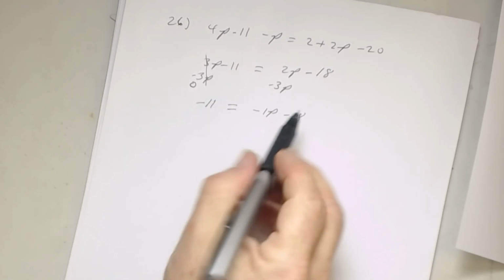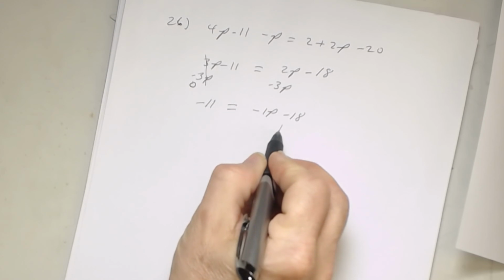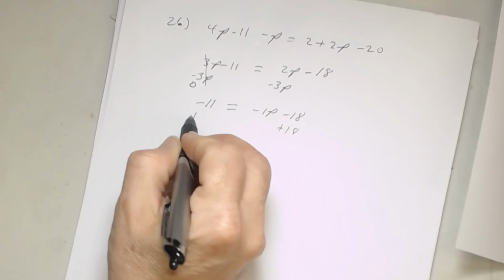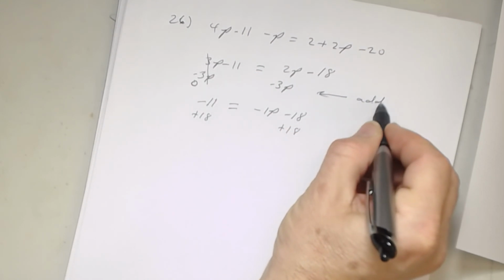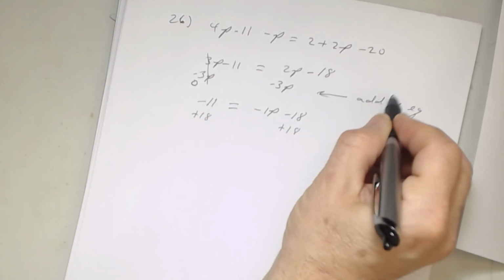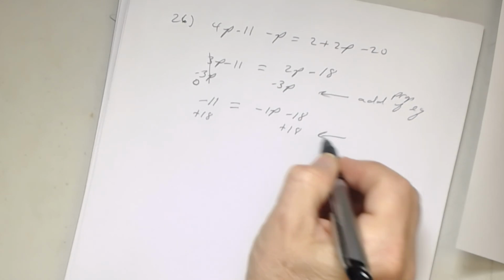Now what's the next step? Would you add 18? Yep, add 18 to both sides. So remember, what I'm doing here is the addition property of equality.